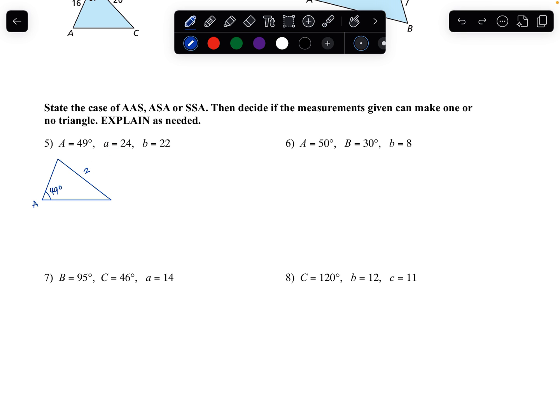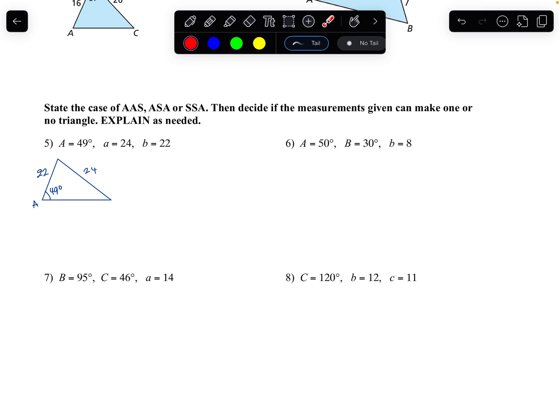Again, it doesn't really matter as long as you're consistent: angle is opposite to side. So if I call this angle B right here, that would mean that this is side B, which is 22. So you can see here we have a case. Well, we don't have two angles known, so it can't be this one and it can't be that one. The only one that we have is side side angle: two sides and an angle that is not in between. So that's what this means right here.